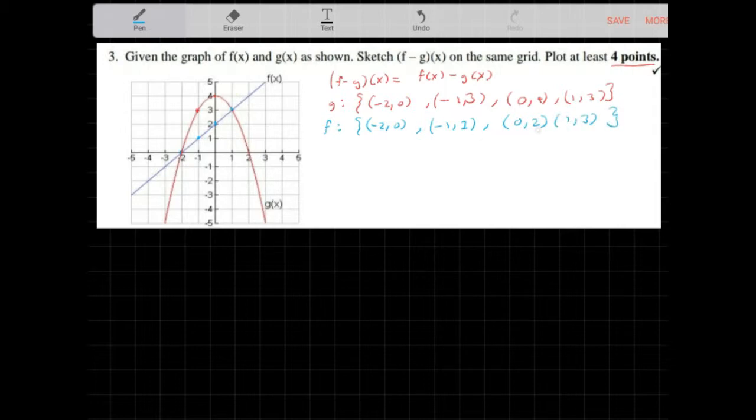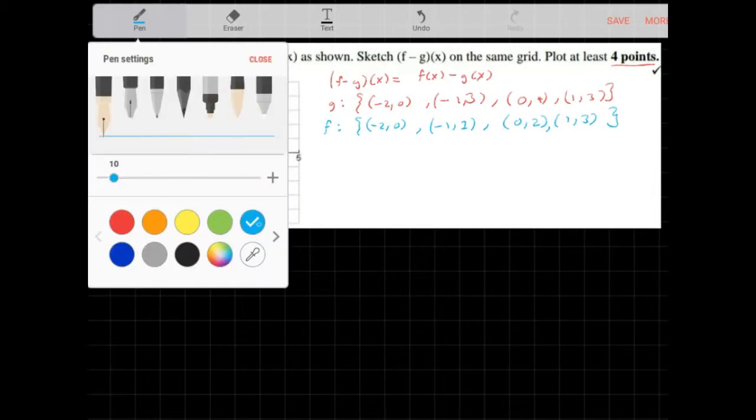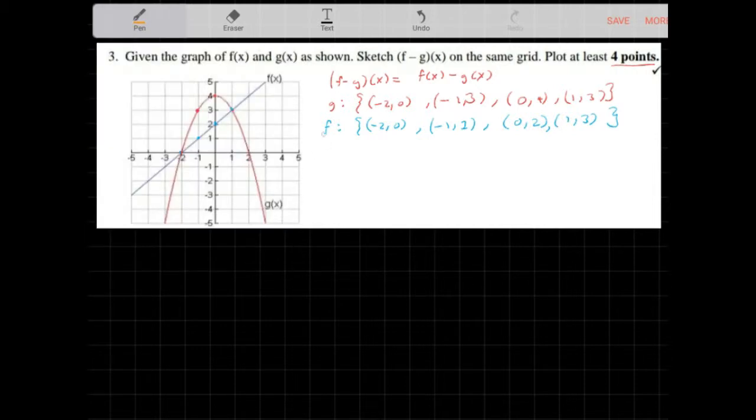Okay. So what I want to do now is f of x minus g of x. So you have to use the equivalent values. In this case, if I do f minus g of -2, that's f of -2 minus g of -2, which is basically, so f of -2 is 0, g of -2 is also 0, which is 0, right? So the point here, if I'm looking at my f minus g, is -2 and 0 as well.